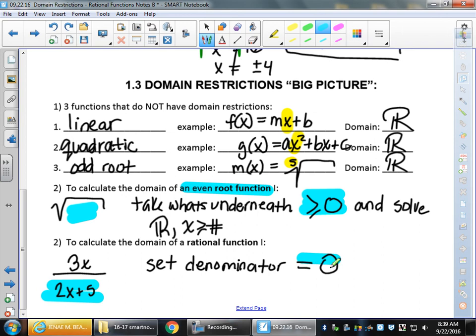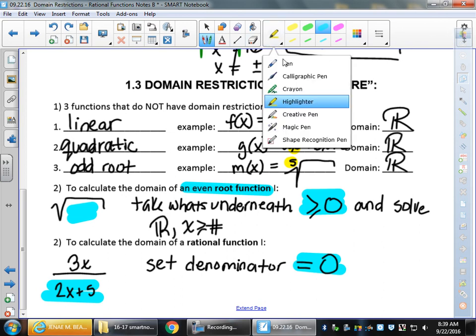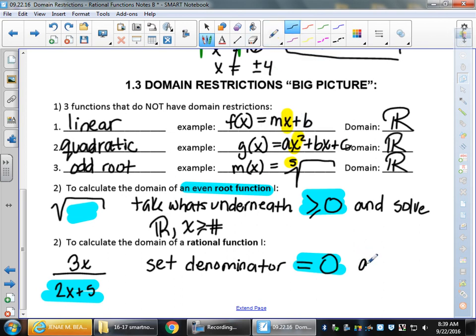And do what? Hold on. And solve. My answer will be all real numbers, x not equal to whatever you find. So here we're going to have an inequality in our answer. Here, a not equal to sign.